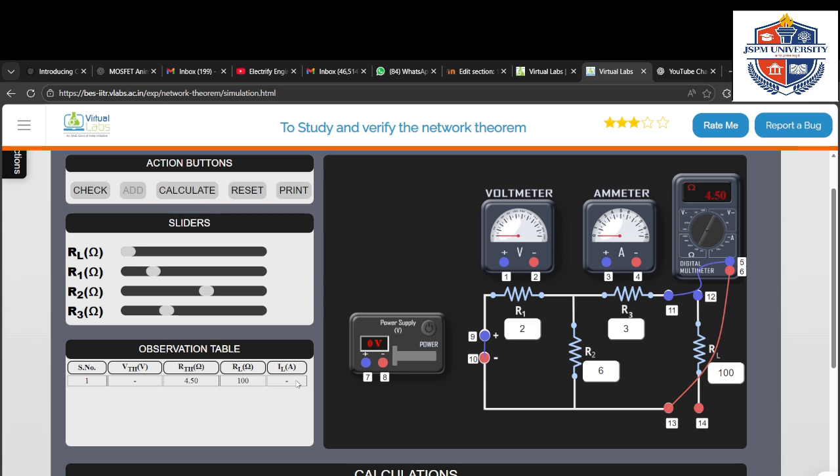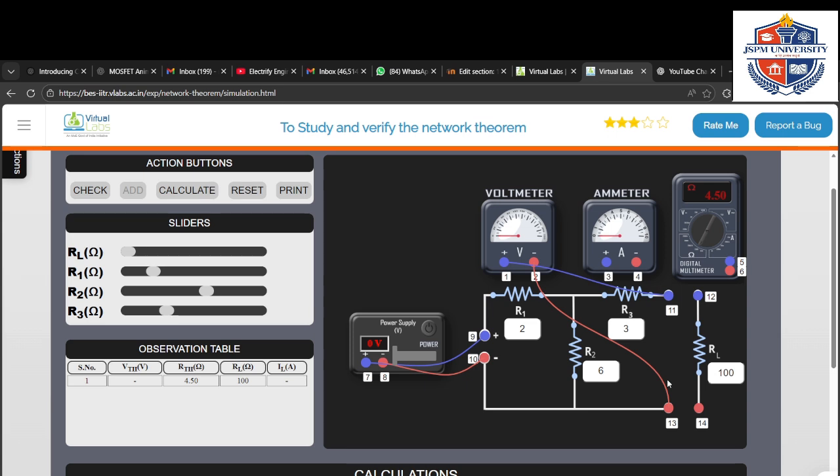Then what we have to do, remove this shorted terminal of the voltage source and connect the voltage source across it. Now we need to measure V Thevenin. For that, we remove this open terminal and connect it across the voltmeter. Now these two terminals are connected to the voltmeter, and we are measuring the voltage across these two terminals. That voltage we will consider as V Thevenin.